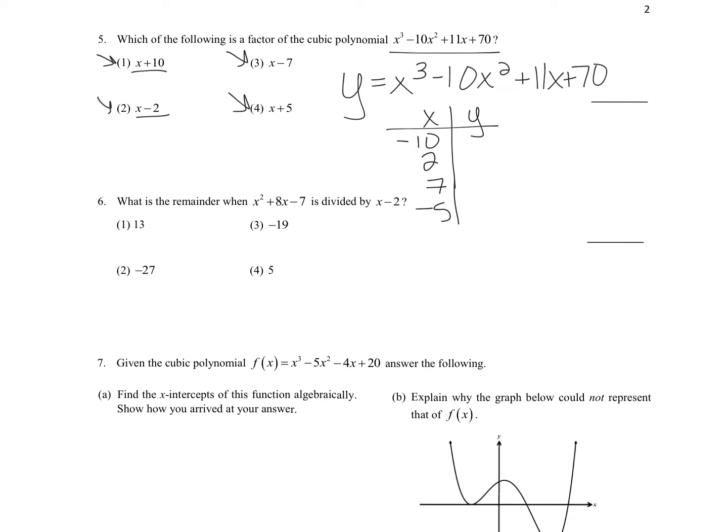So if I check these numbers, negative 10 is definitely not correct because its y value is negative 5,720. 2's y value is 60, 7's y value is 0, and negative 5's y value is negative 360. So it looks like this is the correct choice. So the idea is one of the factors of this function is x minus 7. So if I set this equal to 0 to solve it, I would get 7 as an answer, which is why the graph gives me 0. So that's choice 3.